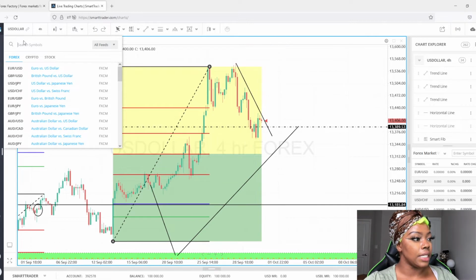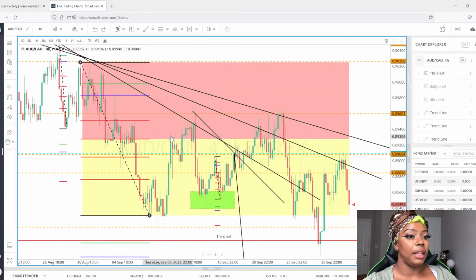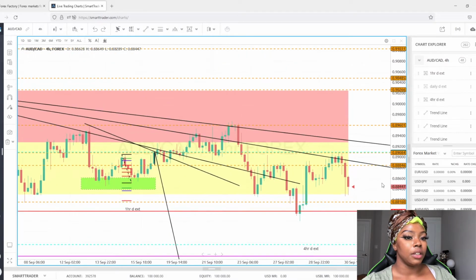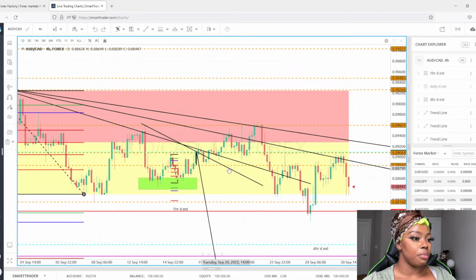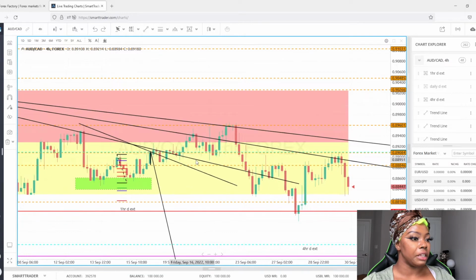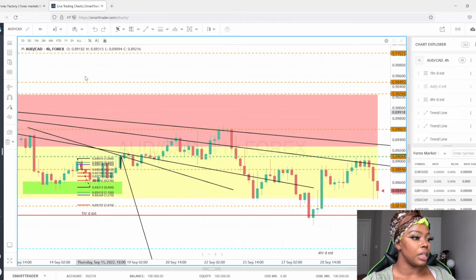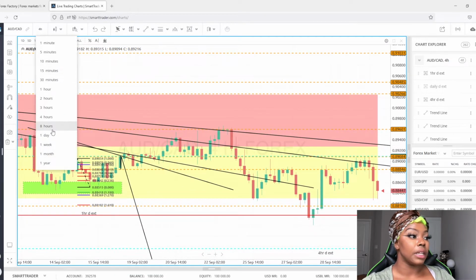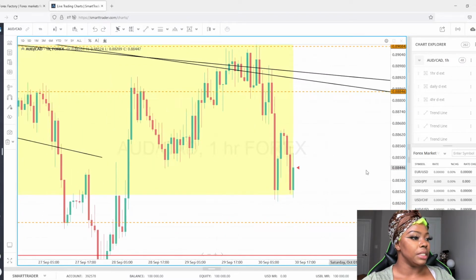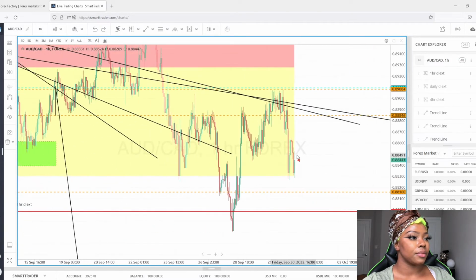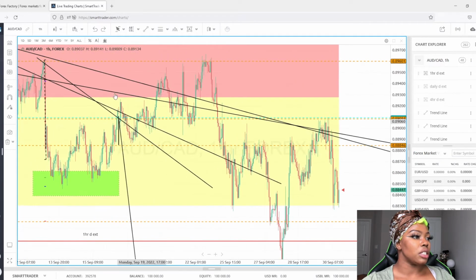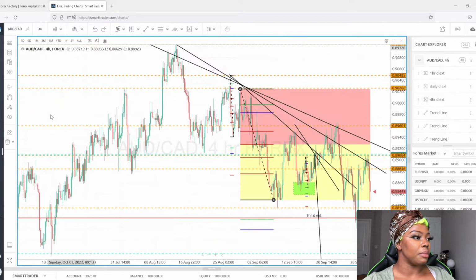Okay, on that Aussie CAD, in my last video, I said we were bearish. Now, I think price was somewhere in here. We're looking at the 1 hour. We're looking at the 4 hour. So, let me see. So I did draw some trend lines. Oh my goodness, this looks a hot mess.